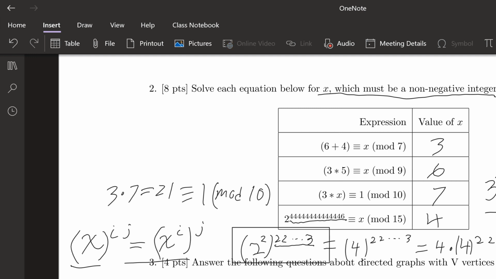Let's take a look at a rule for 6. If it's divisible by 3 and 2. Yeah. So you can check if something is divisible by 6 by adding up all the digits and checking if it's divisible by 3, and then checking if it's even. So that works too, I suppose.